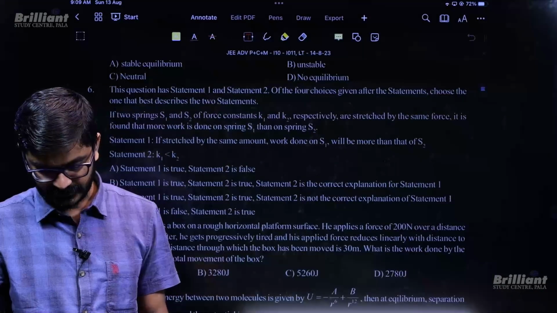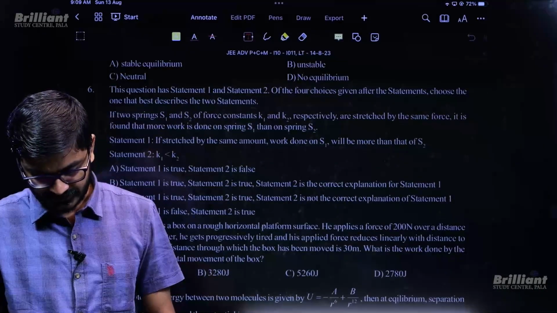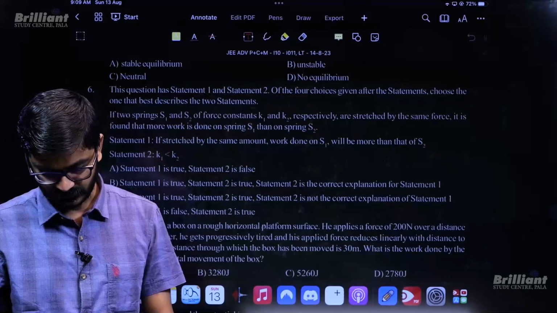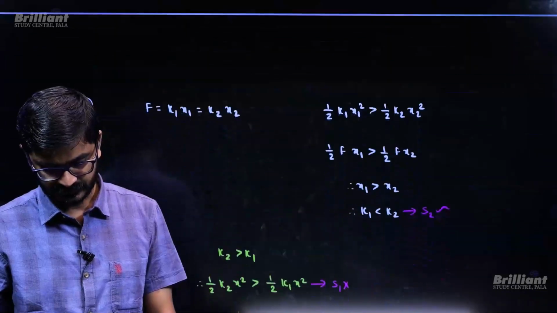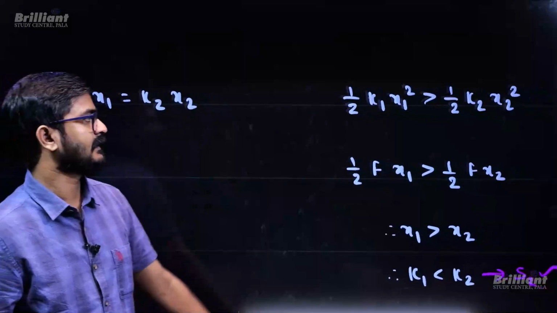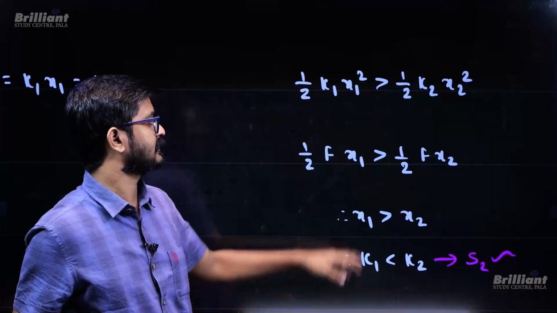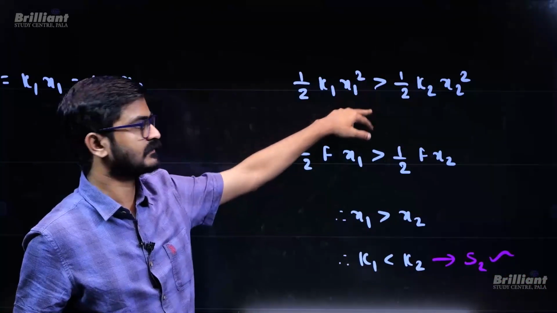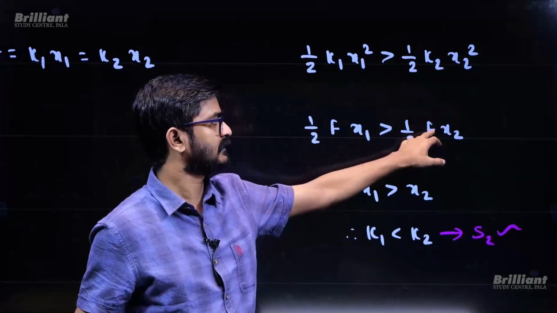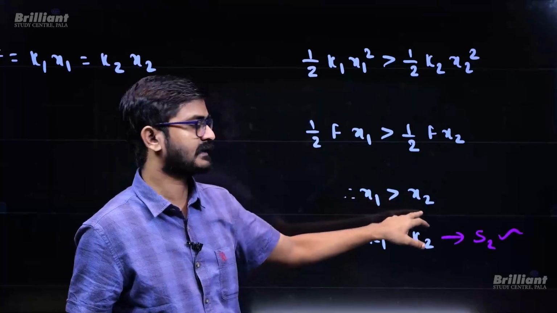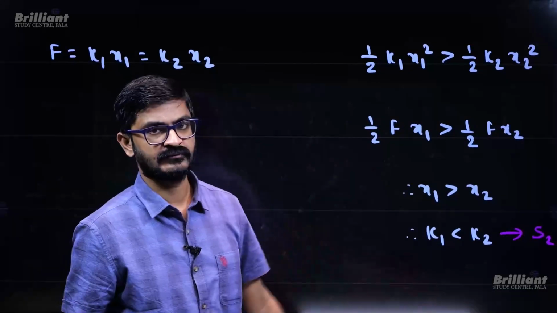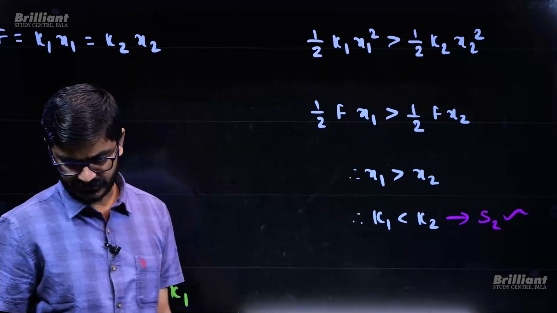Okay, if two springs S1 and S2 are stretched by same force, it is found that more work is done on spring 1 than spring 2. So let us see that in equation. So same force, so K1 x1 equals K2 x2, and they said work done in the first case is greater than work done in the second case. I can write this as K1 x1 into x1. K1 x1 is same as F, right? So K2 x2 into x2. K2 x2 is F, right? So from here I can see x1 is greater than x2. If x1 is greater than x2, then K1 will be less than K2. So statement 2 is correct.